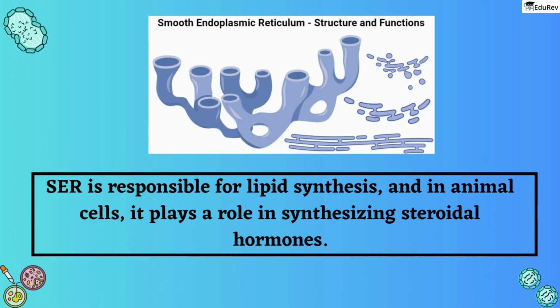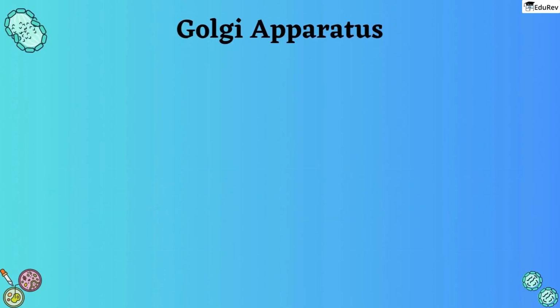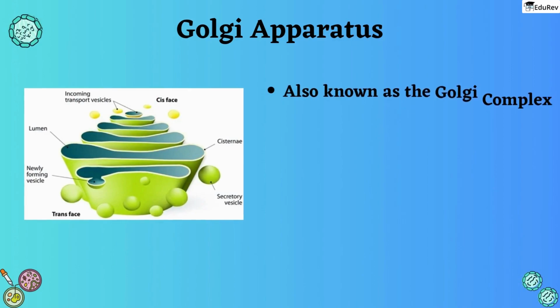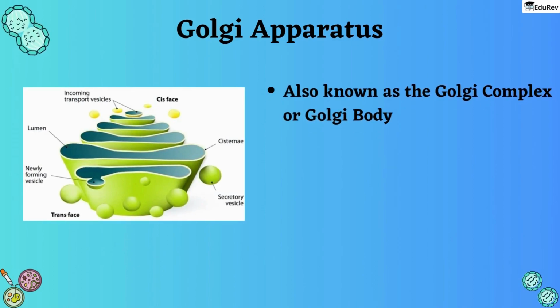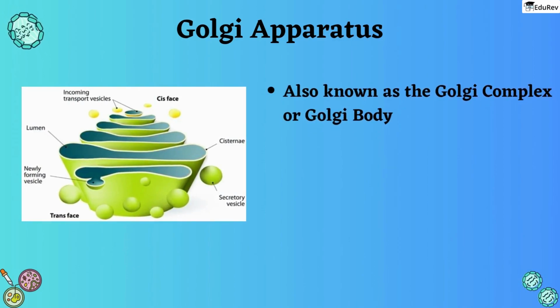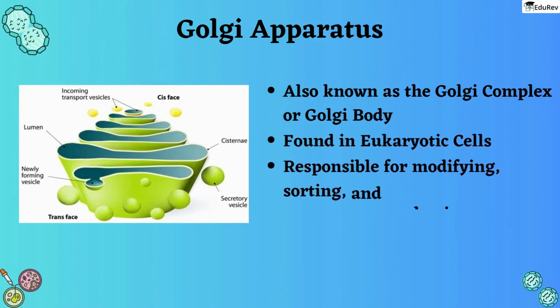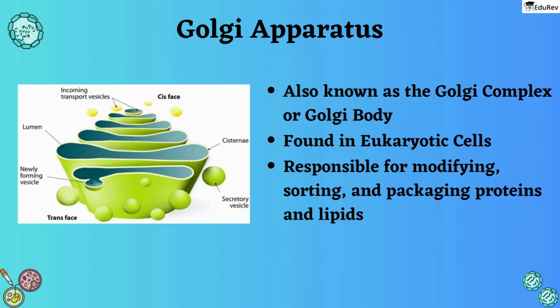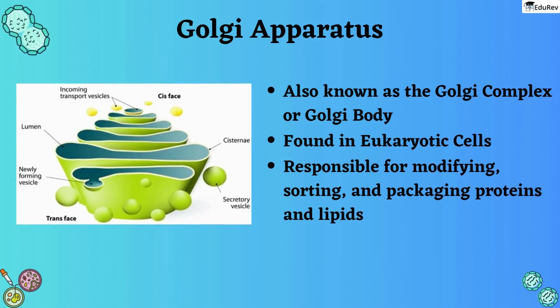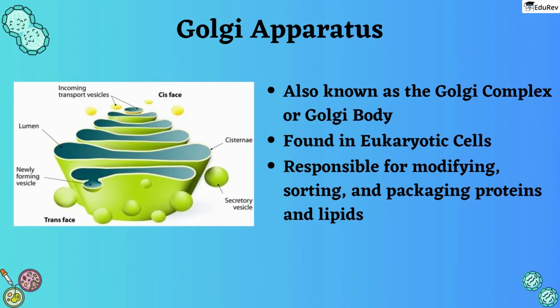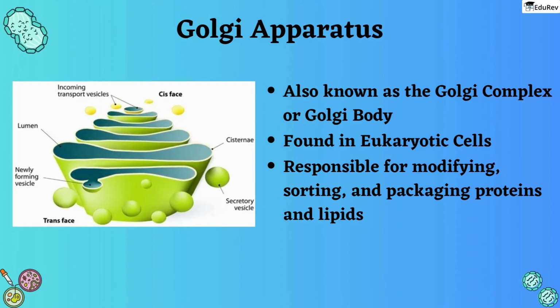Let's now move on to one of the most important organelles found in eukaryotic cells, the Golgi apparatus. The Golgi apparatus, also known as the Golgi complex or Golgi body, is a membrane-bound organelle found in eukaryotic cells. It is responsible for modifying, sorting, and packaging proteins and lipids that have been synthesized in the endoplasmic reticulum for transport to their final destination.